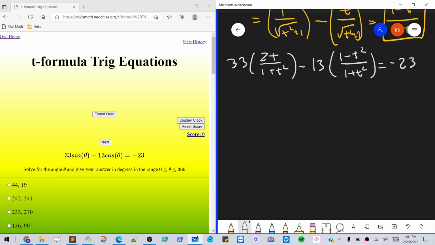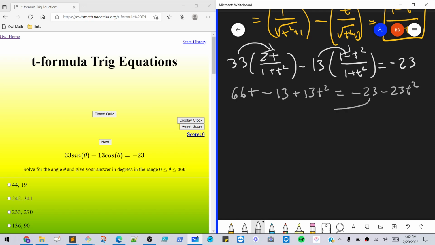Then for the next step, we're just going to multiply through by 1 plus t squared, just to make it cleaner. So we'll multiply everything by that. And I'm also going to distribute, so I can do this in one step. Distribute here. And what we're going to be left with is 66t minus 13 plus 13t squared. And then on the right side, we're going to have minus 23 minus 23t squared, just because I multiplied 1 plus t squared on the right side.